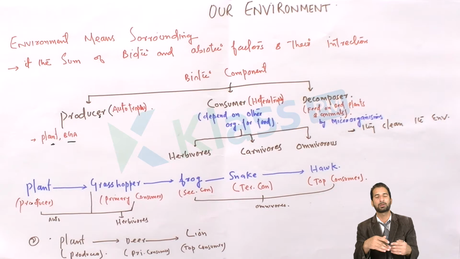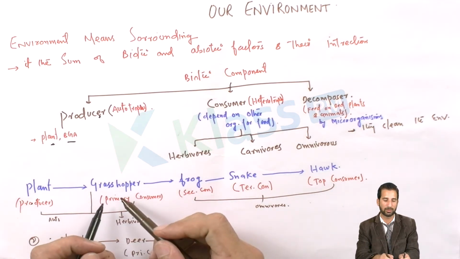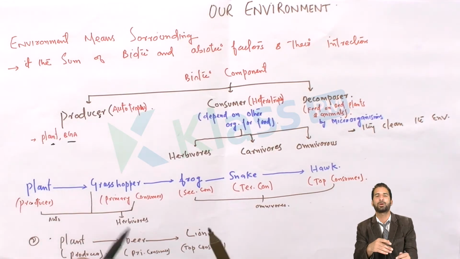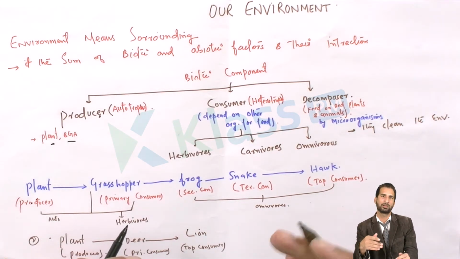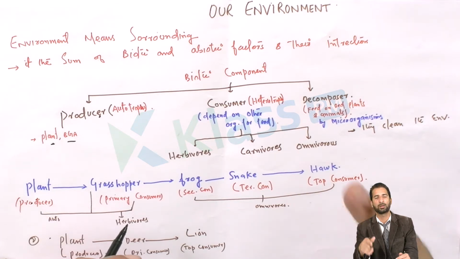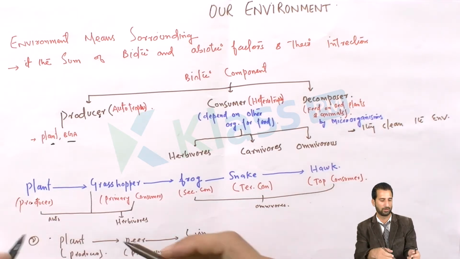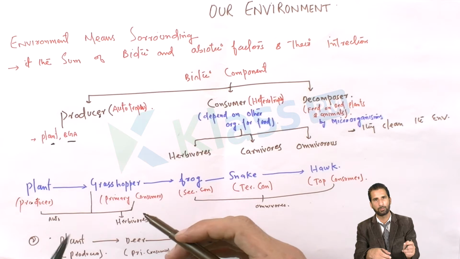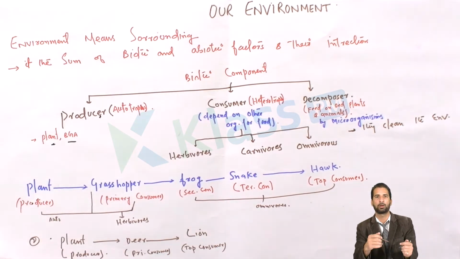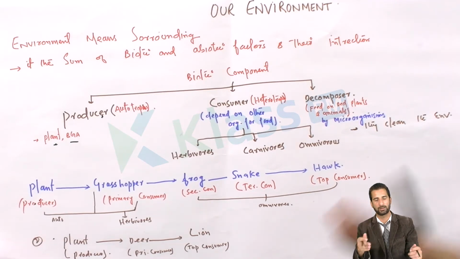So plants depend upon abiotic factors such as light, and these plants in turn are being eaten by herbivores, those organisms which eat the plants. I have given here the example of the grasshopper. Grasshopper can eat the grass. Grass is the autotroph. They are the producers. They can carry out the process of photosynthesis. Plant parts are being eaten by the grasshopper. So grasshopper acts as a herbivore and plant acts as a producer.